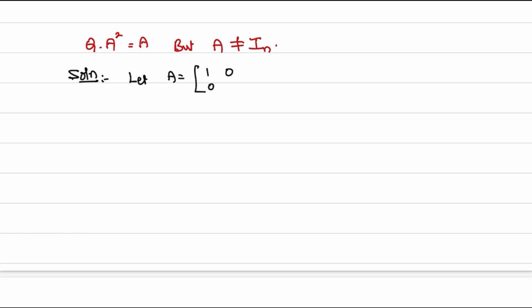What is given? The condition is A square is equal to A, but A is not equal to identity matrix. Then we have to analyze what it is. Let us take one 2 by 2 matrix as an example and let us try to do. Solution. Let A is equal to [1 0; 0 0].